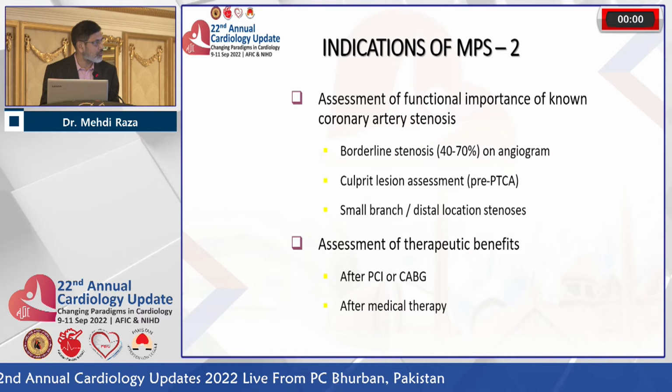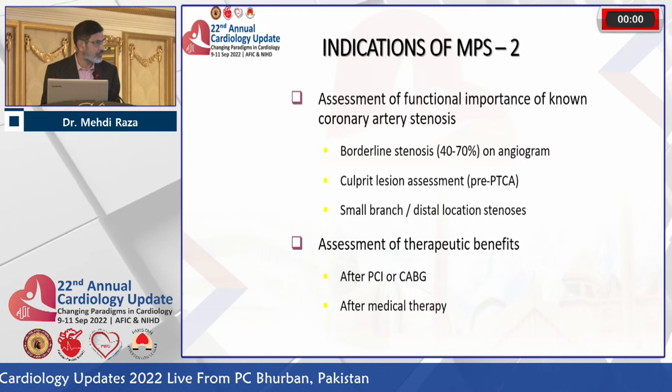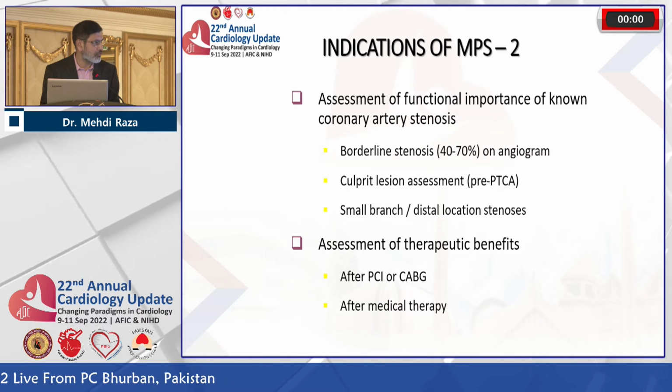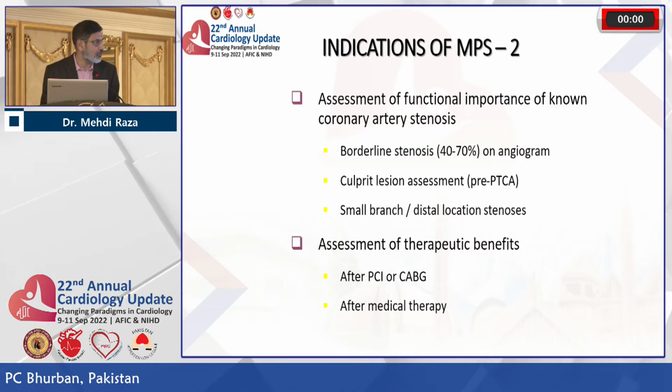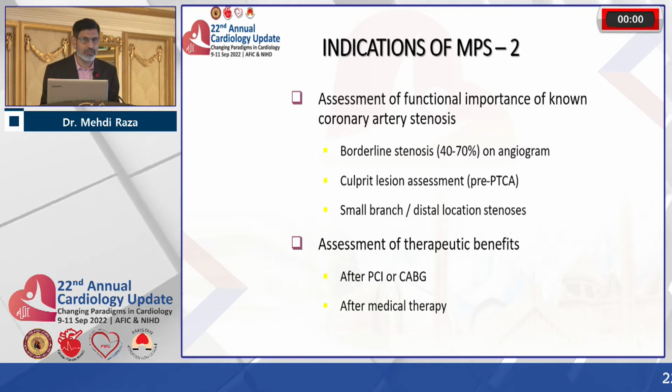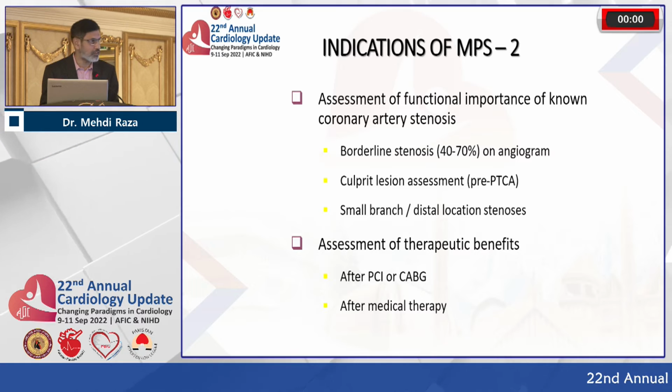Assessment of functional importance of known coronary artery disease, assessment of therapeutic benefit. We've already kind of discussed these things. This culprit lesion we all know about. At times there are 2 or 3 vessels involved. We want to know which one is causing the ischemia or which one is the culprit, so that we tackle it accordingly.